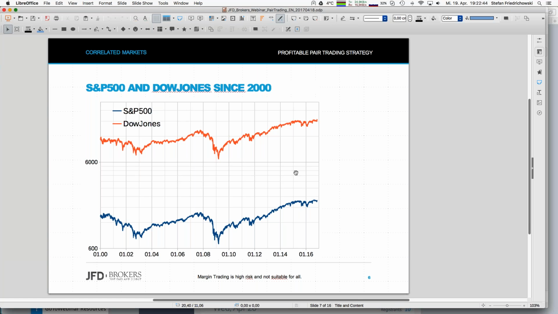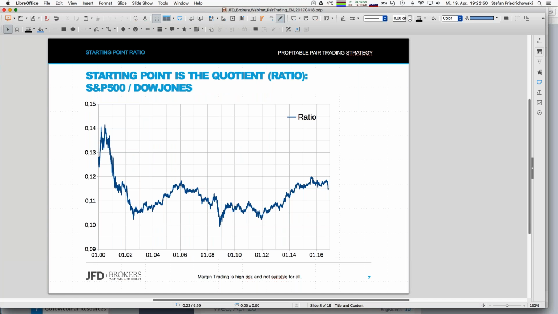In most cases, the behavior is similar. And if you do the next step here, you will see it much more in detail. What I have done now is I have created the quotient of the two prices. And in this case, it's S&P 500 divided by Dow Jones. So you take a price of a specific date, and then you divide one by the other.